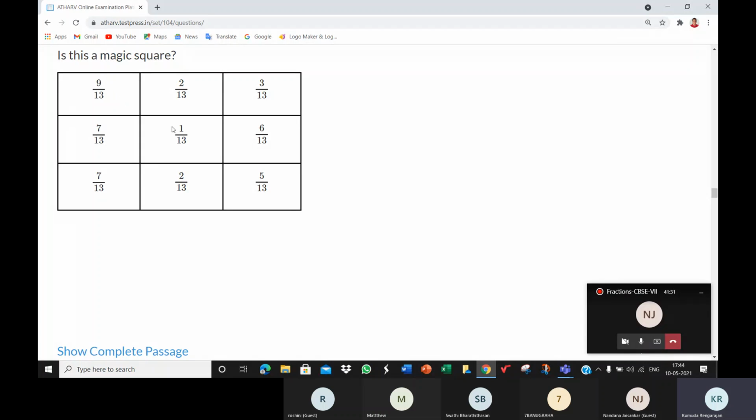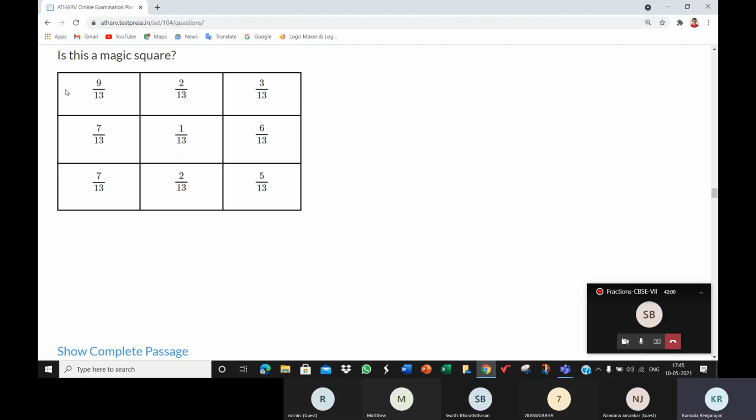So supposing you find along the diagonal, tell me what will you add in the diagonal from the top left to the bottom right? What are the numbers to be added along the diagonal? Ma'am, 9 plus 1 plus 5, ma'am. Now tell me the fractions. Ma'am, 9 by 13 plus 1 by 13 and then plus 5 by 13, ma'am.